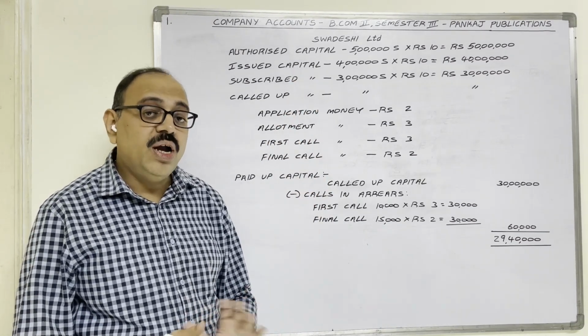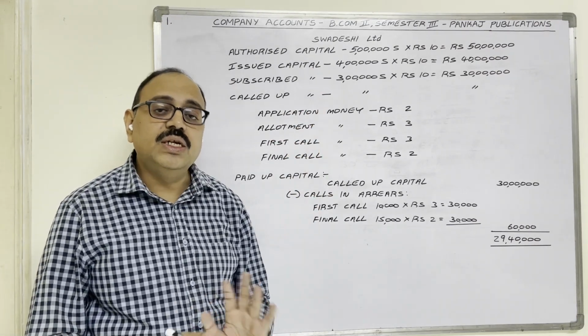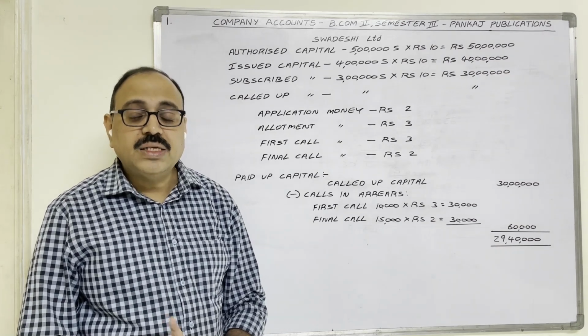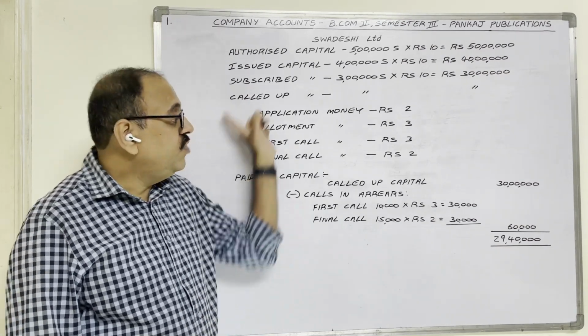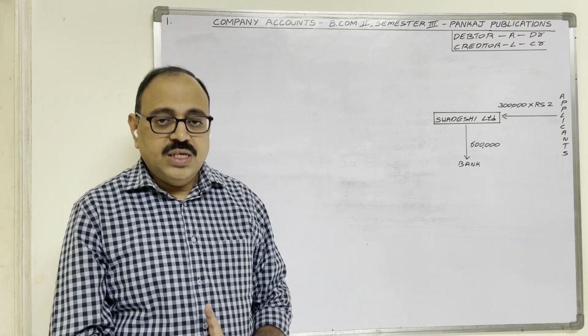In the present problem, what is being asked? For all these transactions, we are asked to write journal entries, and to show the balance sheet with this information. First, we will see how to write the journal entries. See, first, what happened?